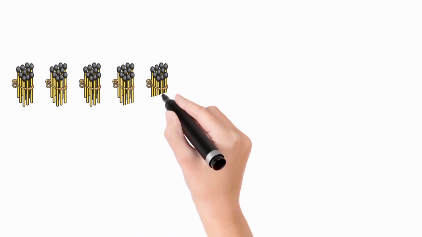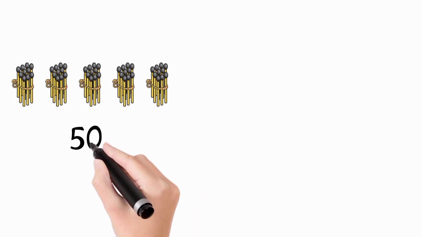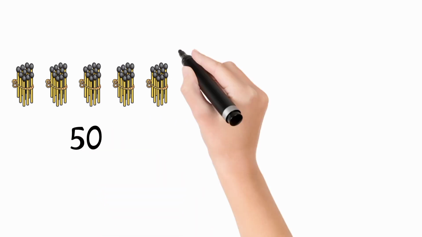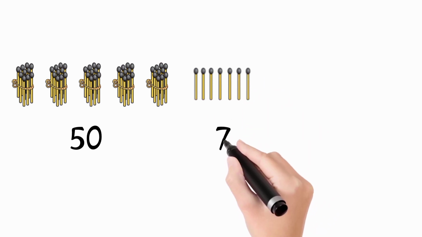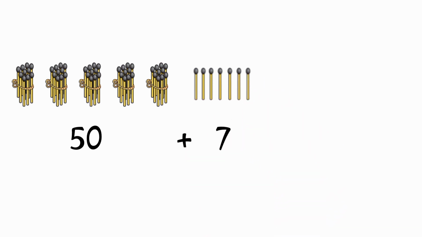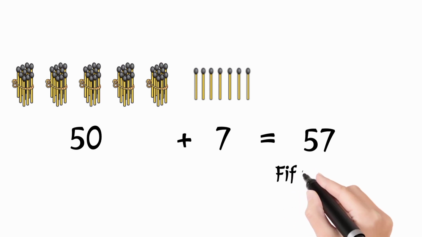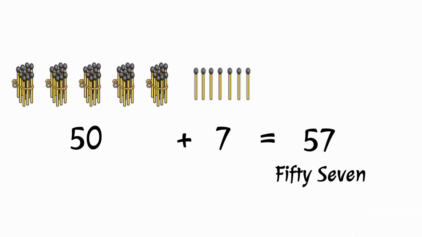Now we have 5 bundles means 50 and 7 loose matchsticks. So 50 plus 7 is equal to 57. 5 tens and 7 ones. 57. इसे 57 कहते हैं.